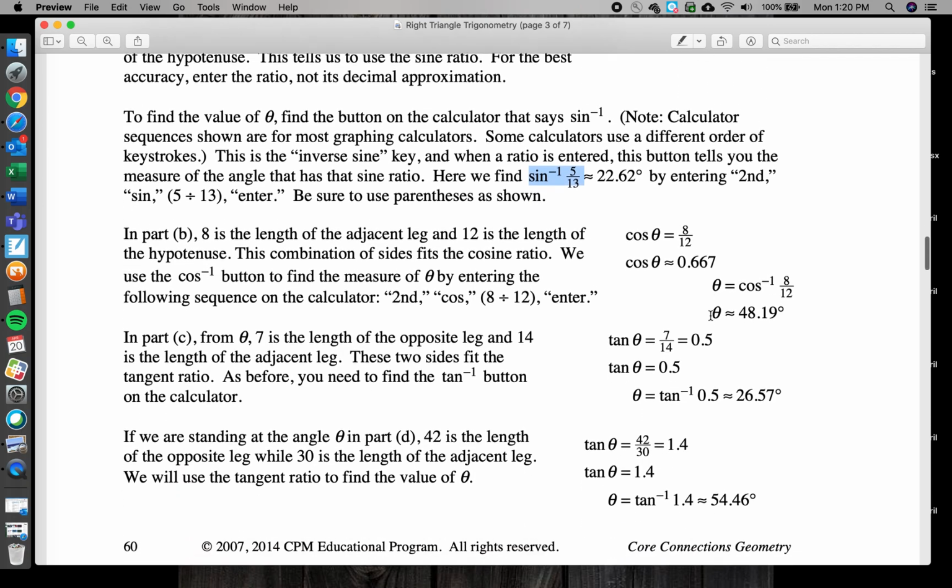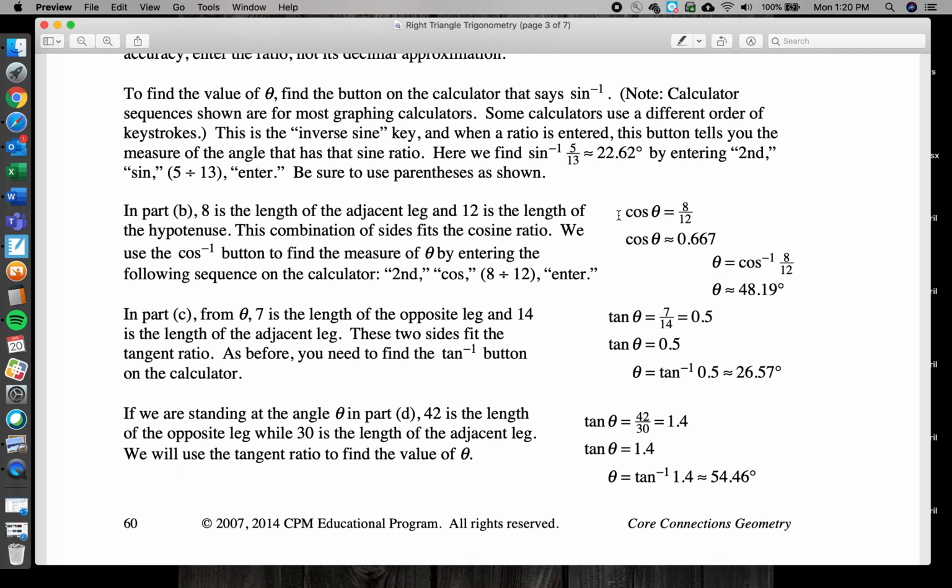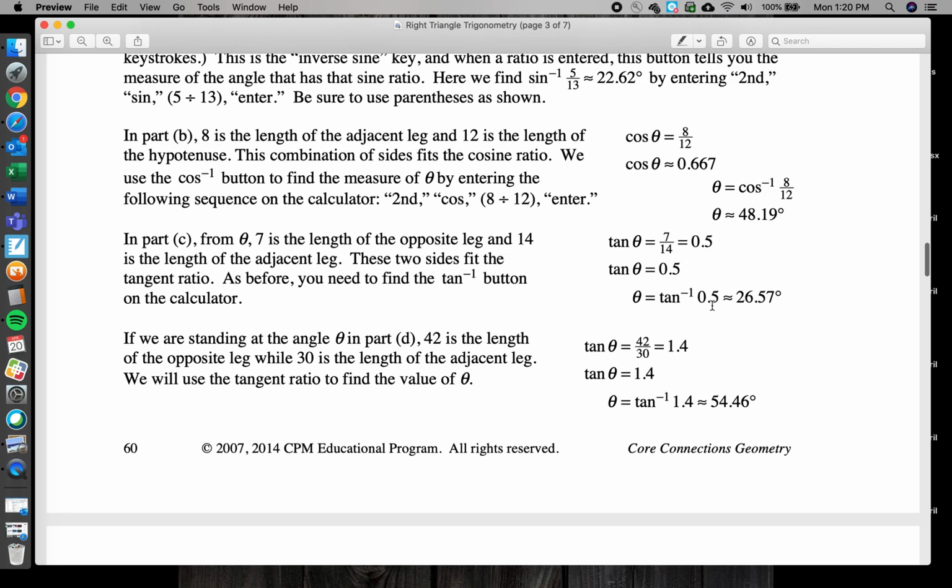And you can take a look through. They set up every one of these problems. Here's the setup to our cosine problem. Take the inverse cosine, and that'll give you the actual answer. And so on and so forth.